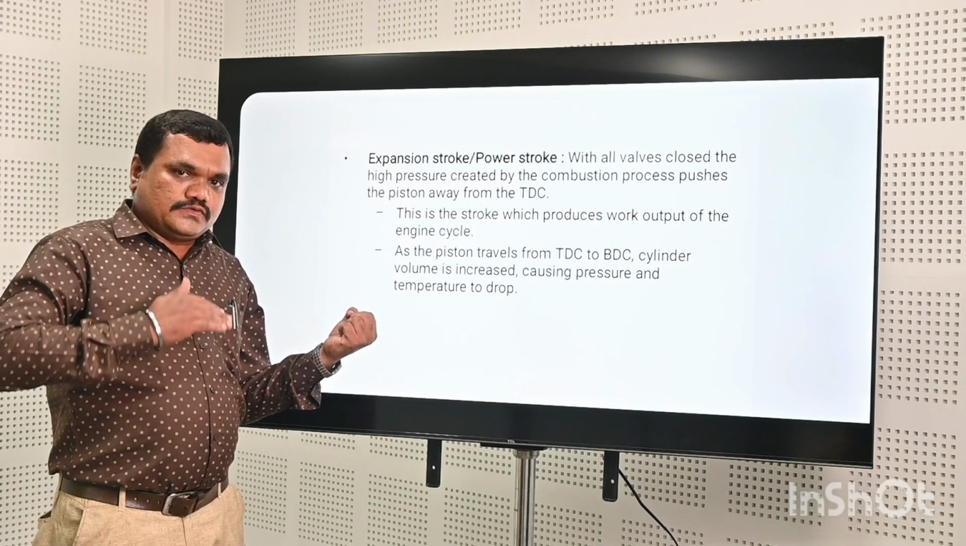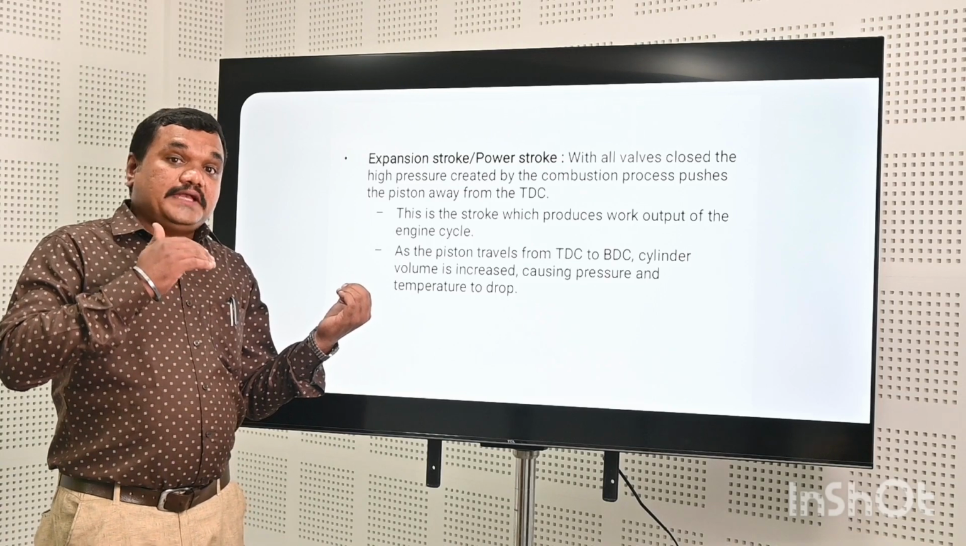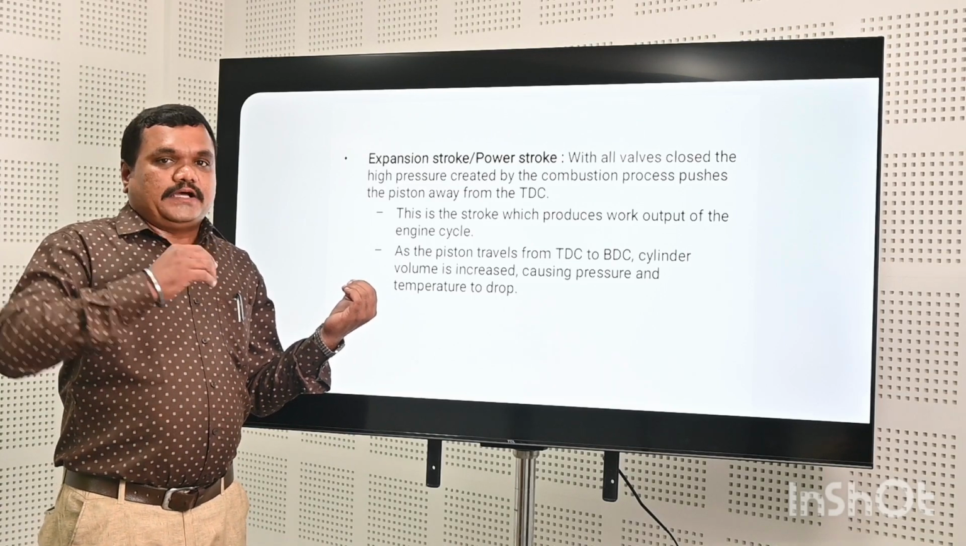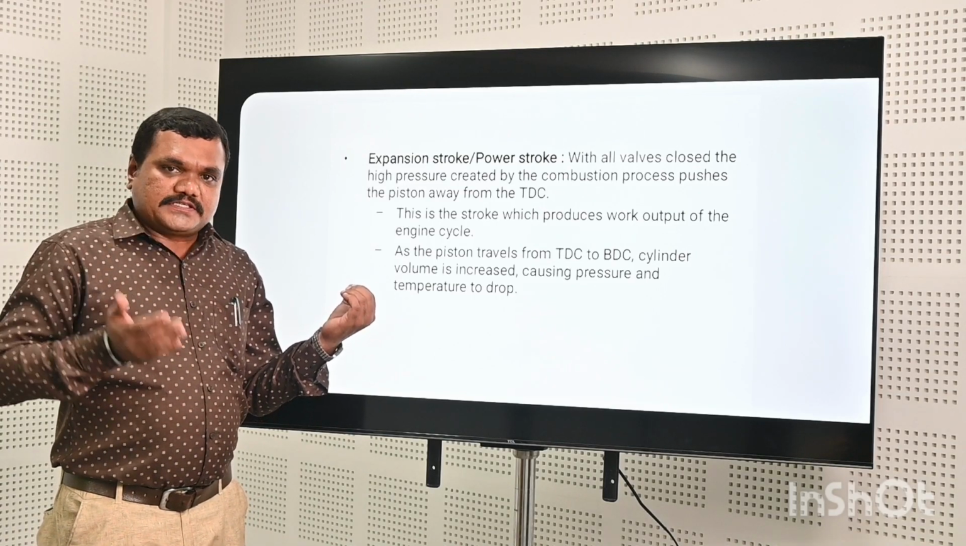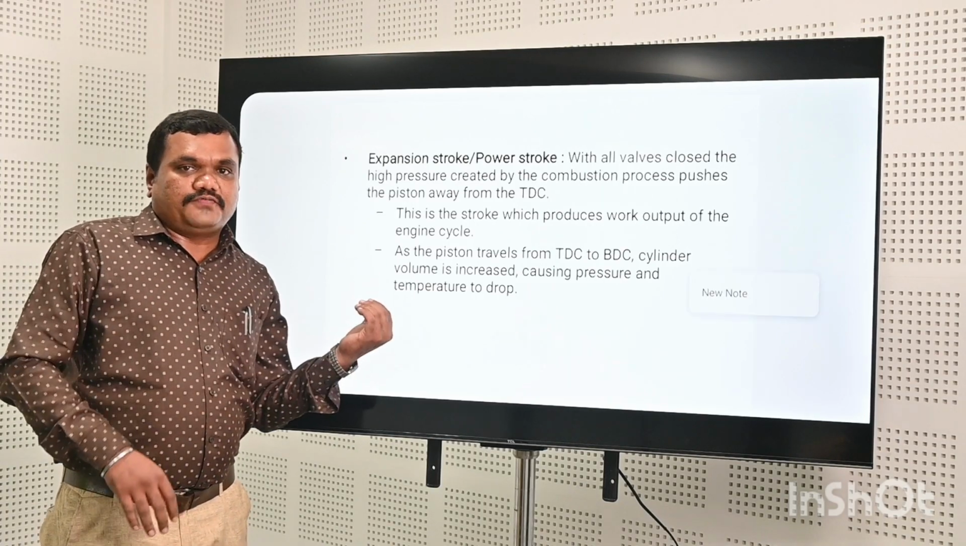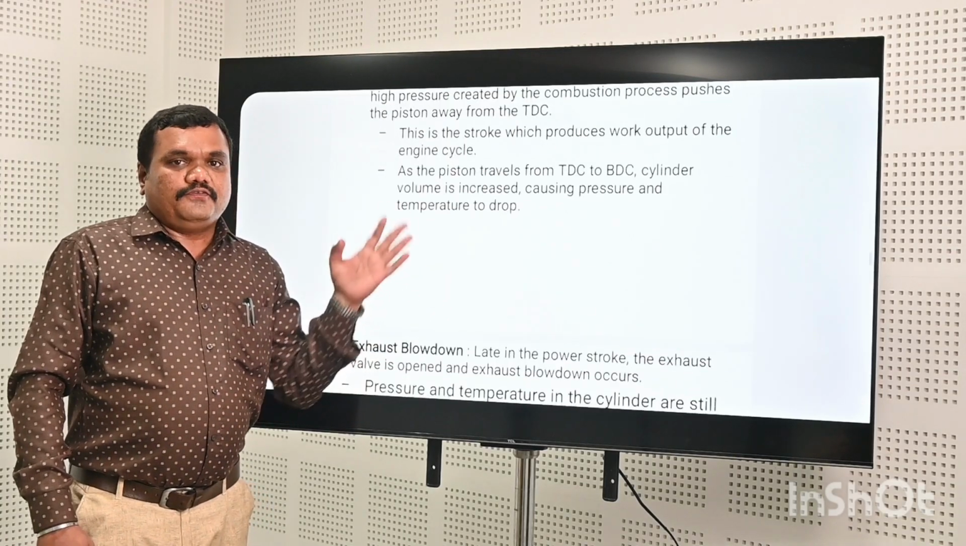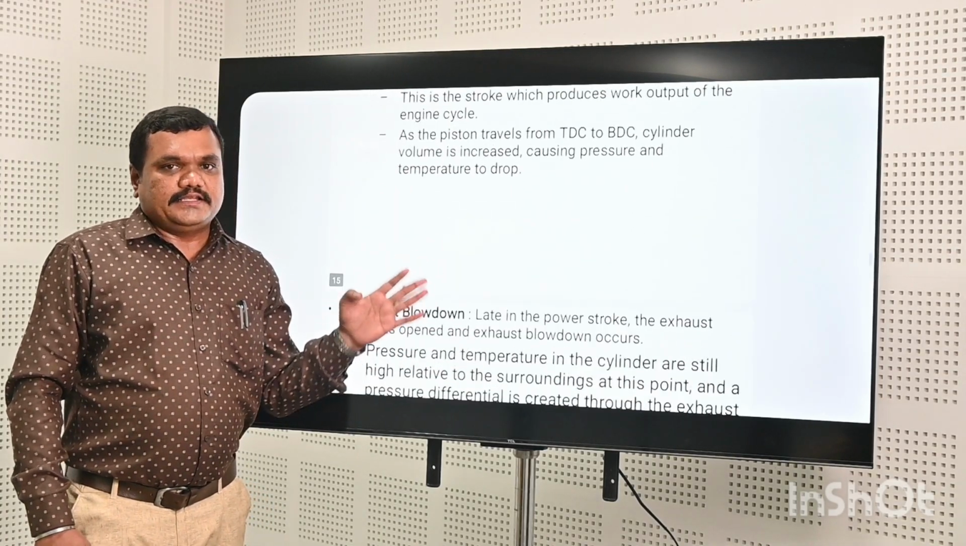When the piston moves towards TDC, the outlet valve opens. That means at the end of the power stroke, the outlet valve opens, then the piston moves upwards, so the burnt fuel goes out of the engine cylinder. That is the working of the 4-stroke spark ignition engine.